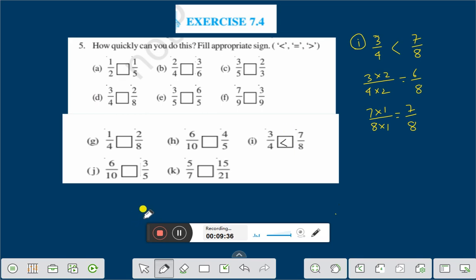Now question number J. If we change into lowest terms, 2 threes are 6 and 2 fives are 10. They both are 3 by 5. Therefore, they are equivalent fractions. That means they are equal. Right? And K, 5 by 7 and 15 by 21. If I cut it by 3, change into lowest terms, 3 fives are 15, and 3 sevens are 21. It is 5 by 7. Both are the same, the sign will be equal to.